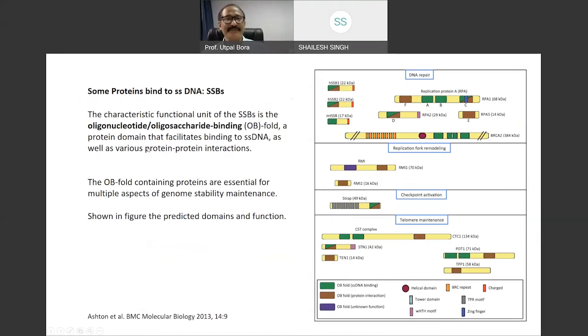Now, when it comes to DNA binding proteins, some of the proteins may bind to single-stranded DNA, and some prefer to bind to double-stranded DNA. Let us start with the single-stranded binders. The characteristic functional unit of these single-stranded binders is that they have an oligonucleotide or oligosaccharide binding fold.